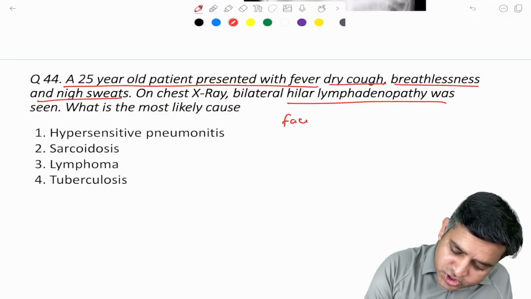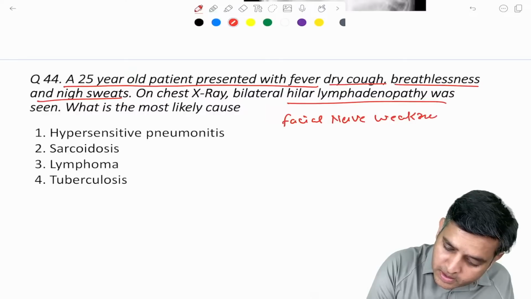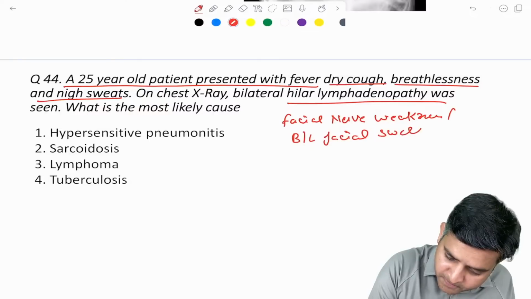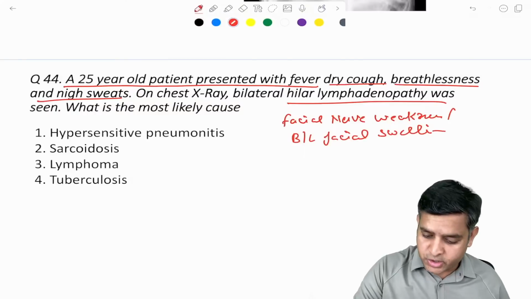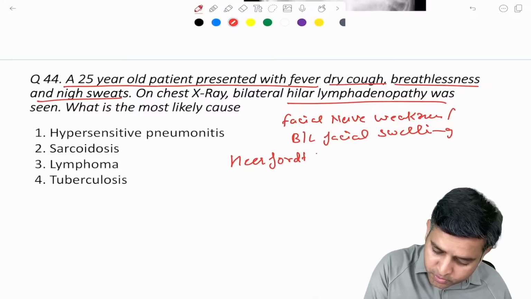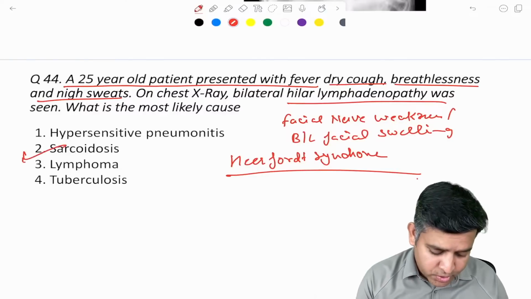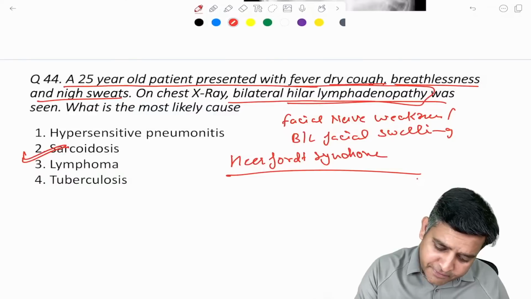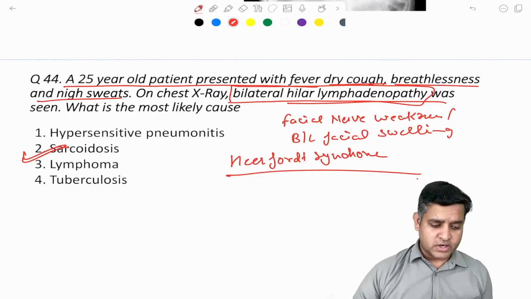There was facial nerve weakness and bilateral facial swelling, which was also given in the question. Which was making the diagnosis Heerfordt syndrome, and Heerfordt syndrome is seen in sarcoidosis. Even then, the rule says bilateral hilar lymphadenopathy in an MCQ exam is a feature of sarcoidosis.